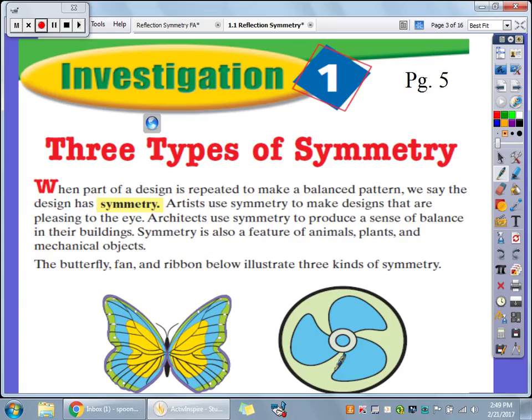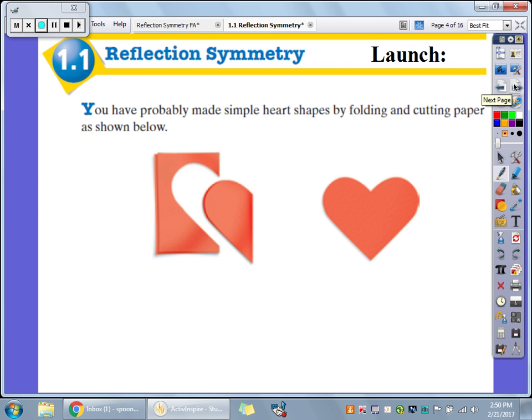This right here is an example of rotational symmetry, and we'll talk a little bit about that in the next flip chart. But basically what you need to know is that symmetry is a balanced pattern. All right, if you think about a heart, where you fold the paper in half, and on the edge that's folded, you cut out half of a heart. When you open it up, you get a whole heart. Well, this line right here would be the line of symmetry, because this is where you can fold it so that both sides match up exactly.